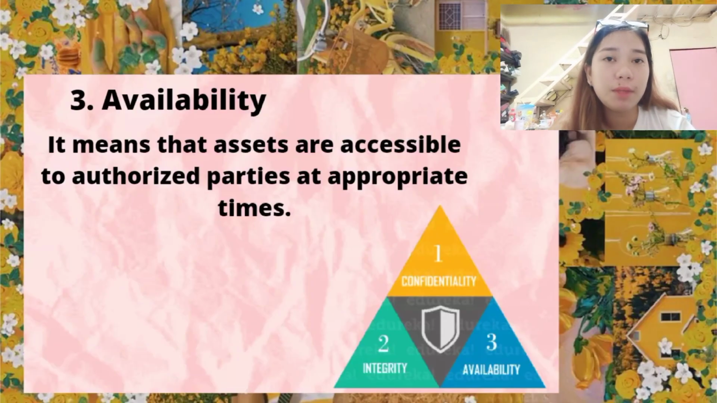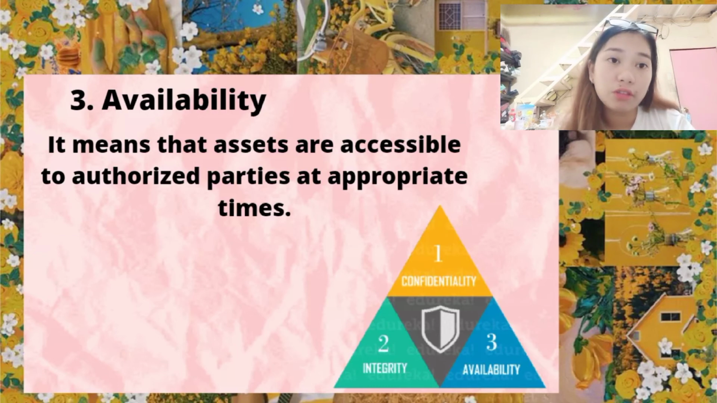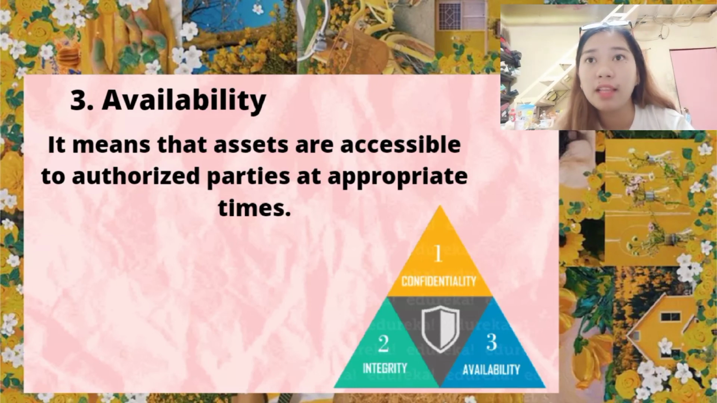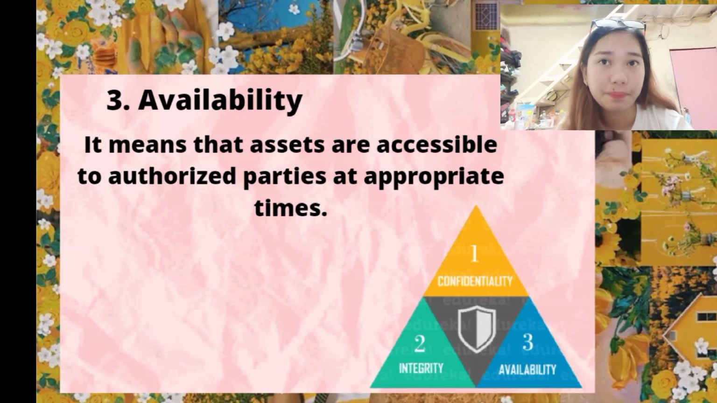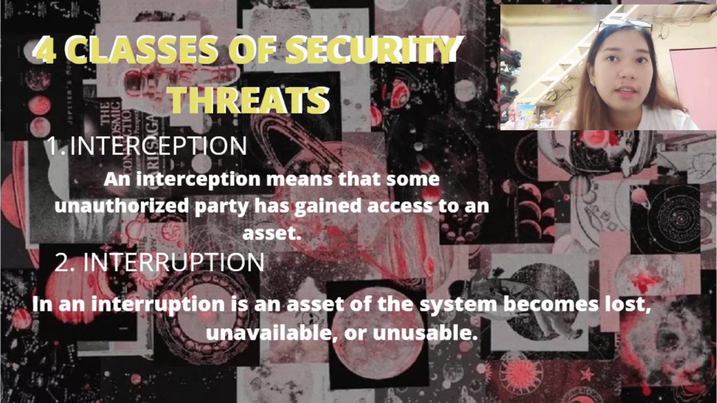Third is availability. It means that assets are accessible to authorized parties at appropriate times. Availability means that information is accessible to authorized users. It provides an assurance that your system and data can be accessed by authenticated users whenever they need it. And there are four classes of security threats.